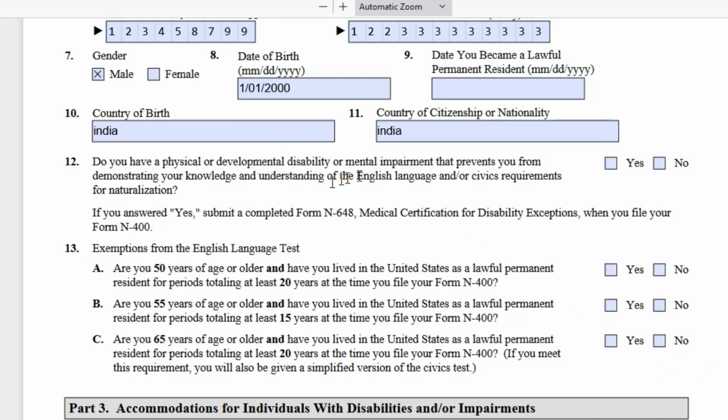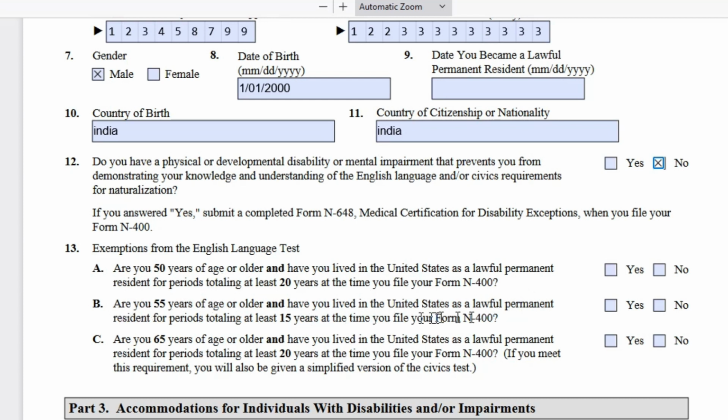Do you have a psychological disability? That's for the N648 form, so probably no. If you answered yes, then you have to answer all this, right? So if you're a certain age, like I mentioned in the other video, and you've had your green card a certain amount of years, you might be eligible to waive the civic test, the English test, but you still have to do the test in your language.